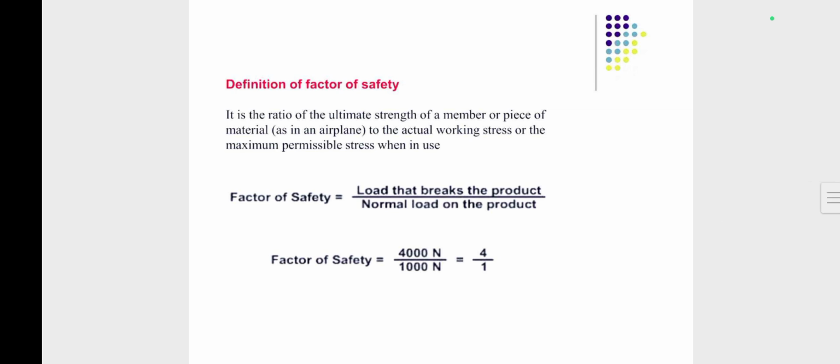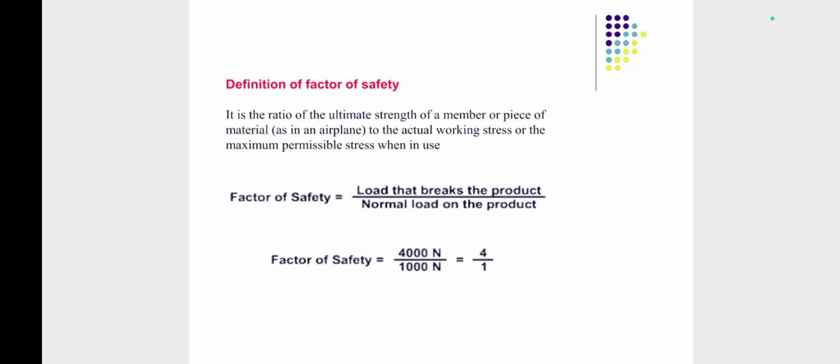Factor of safety. This terminology is very important. Factor of safety is the ratio of ultimate strength of a member or a piece of material, such as in the case of aeroplane, such as arm of the robot, to the actual working stress or the maximum permissible stress when it is in use. In simple words, the factor of safety is equal to ultimate stress to working stress. That is load that breaks the product divided by normal load on the product.